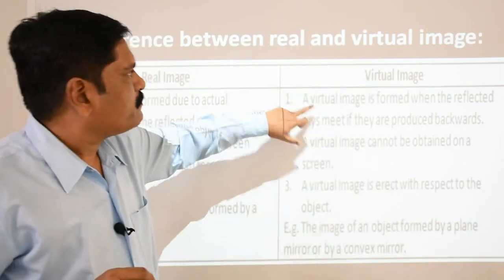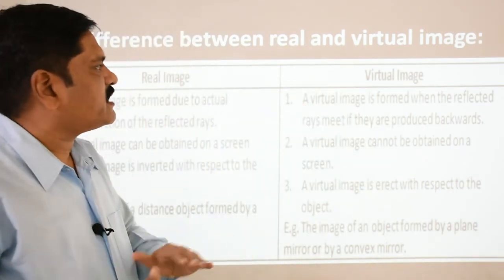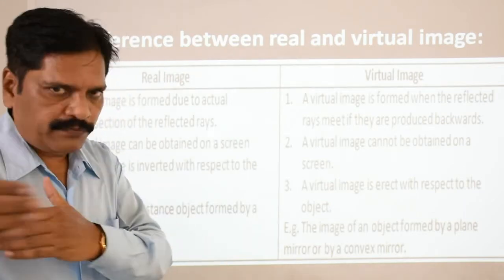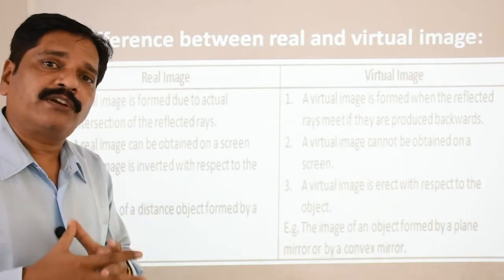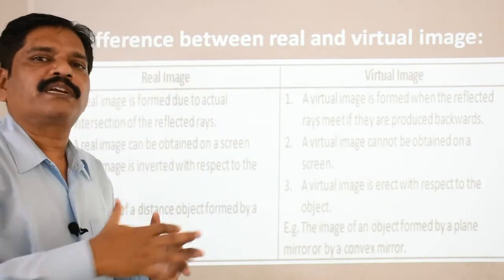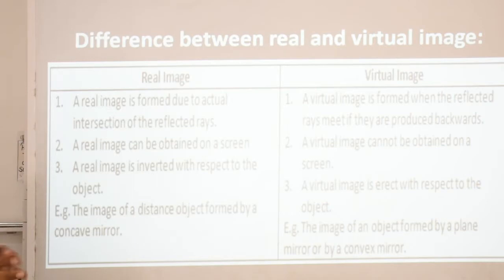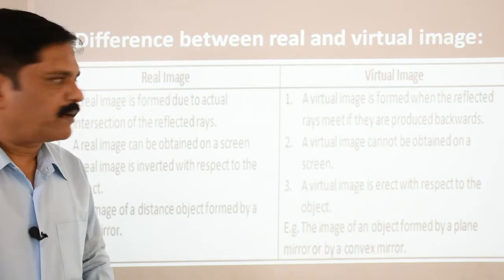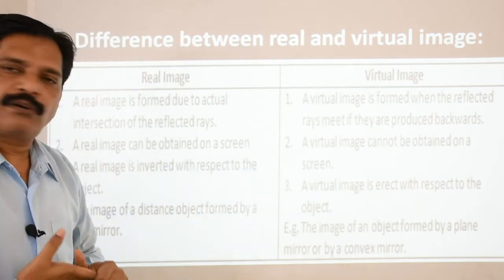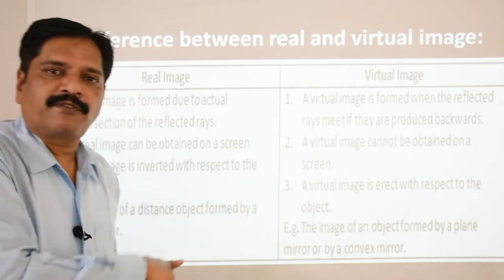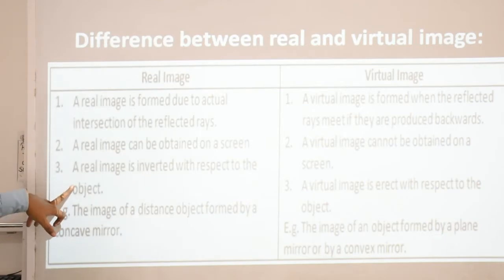While a virtual image is what? A virtual image is formed when the reflected rays meet if they are produced backward. In front of the mirror they will not intersect, but if you want them to intersect, you need to extend them backward behind the reflective surface, where they appear to meet. Clear? Now, a real image can be obtained on a screen, remember, while a virtual image cannot be obtained on a screen, because a real image is always formed in front of the mirror while a virtual image is formed where? Behind the mirror. Now a real image is inverted with respect to the object.